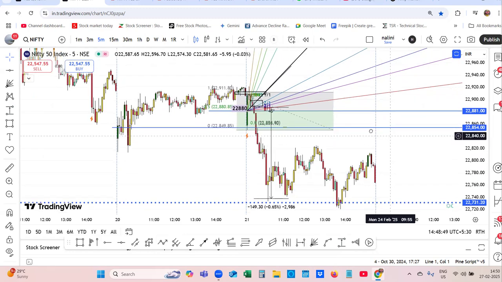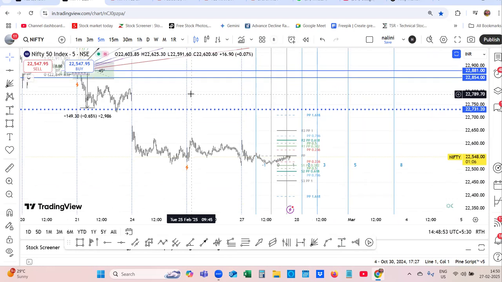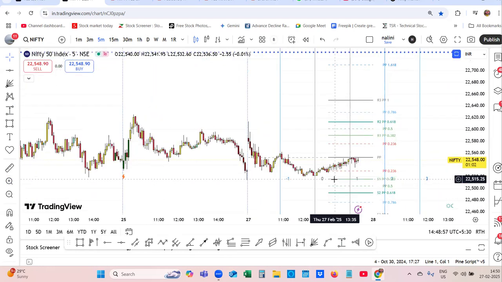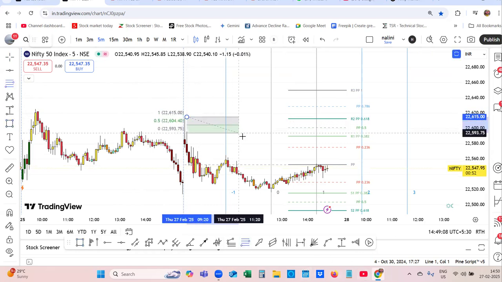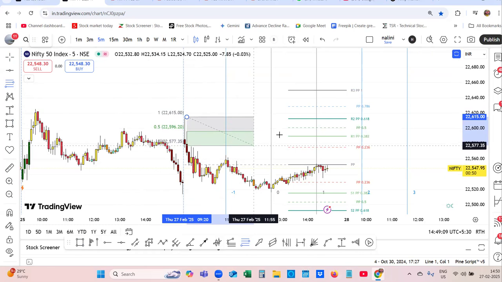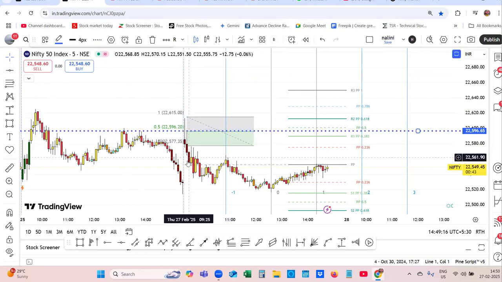Okay, let me go back to today's trade to show you how today's trade fared. The market opened and this is the first 5-minute candle. Again, the same thing. I'm anchoring this Fib for my pivot identification. The pivot is 22,596 based on the 5-minute high and low.